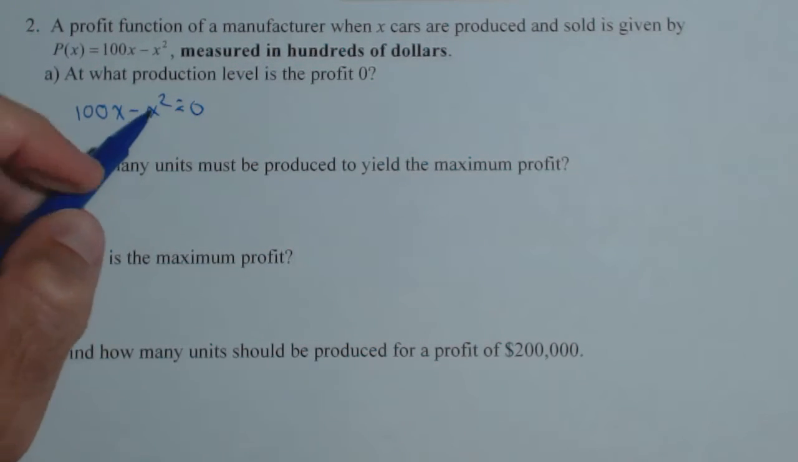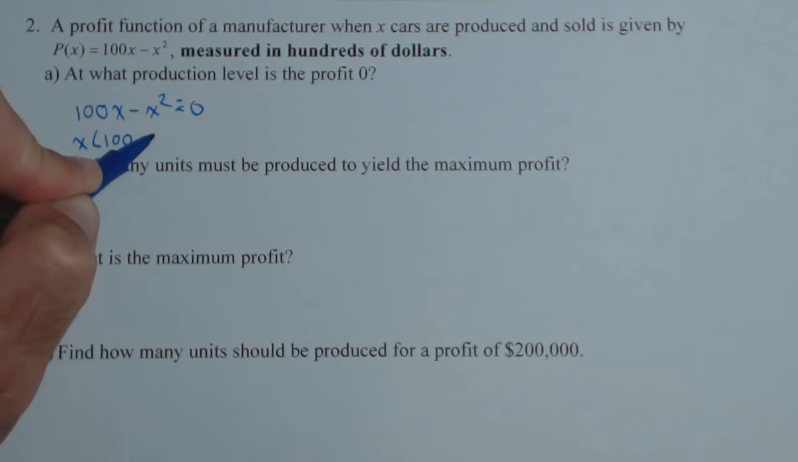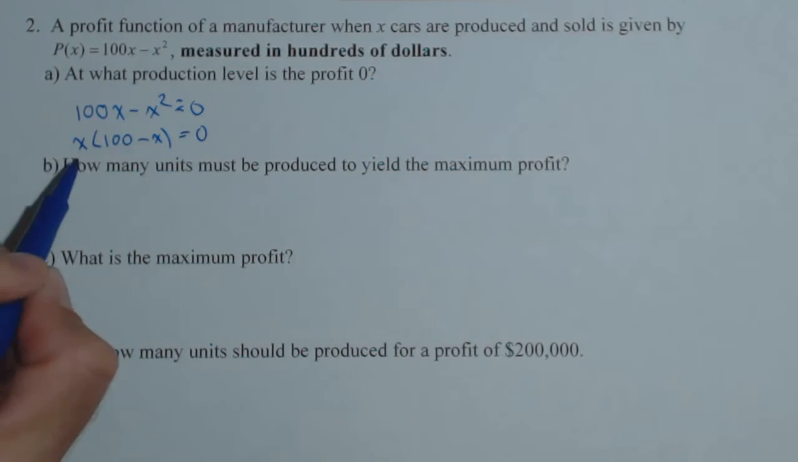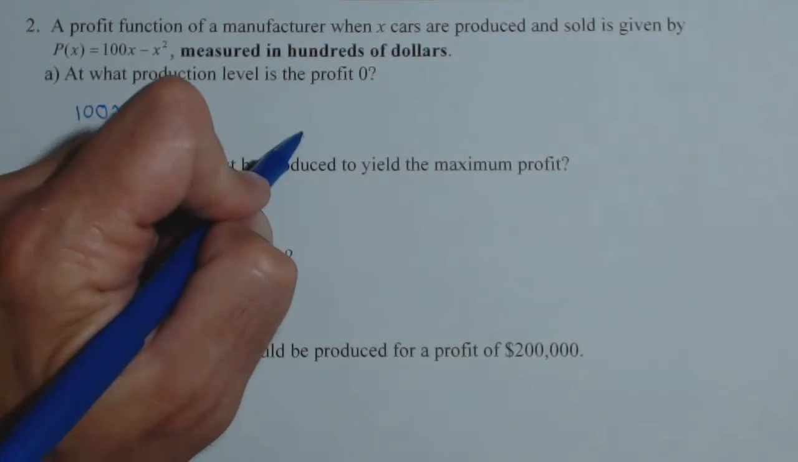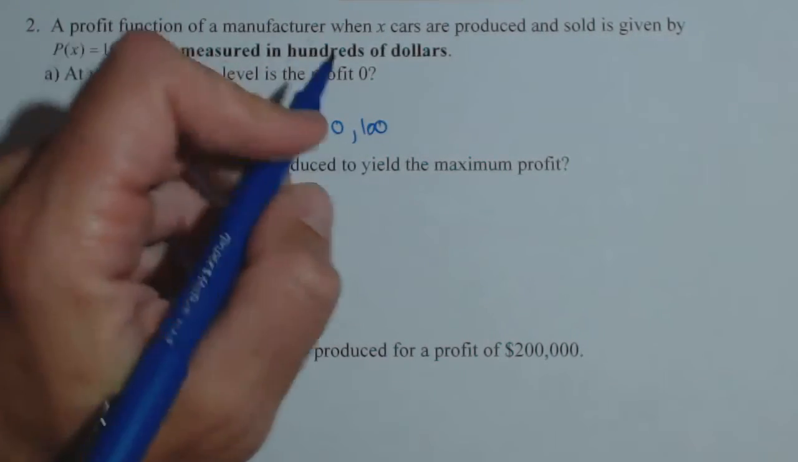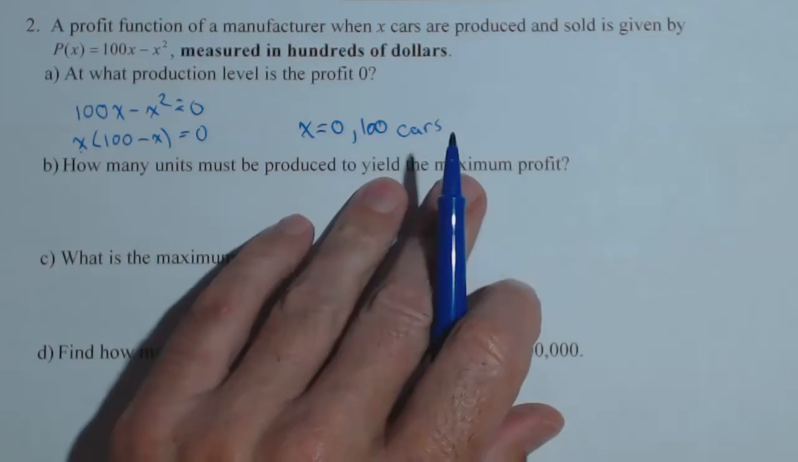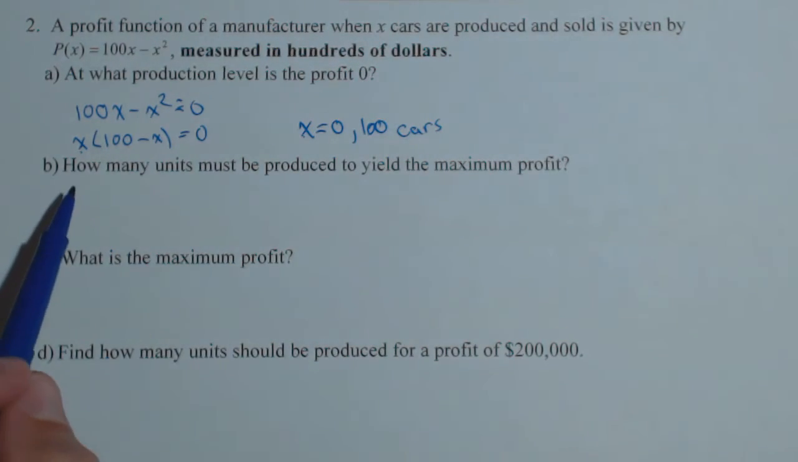To solve this one, I think the easiest way is to factor out an x. So we get x times (100 minus x). And then we can actually see the x values that make it 0. If x is 0 or if x is 100, those are our two zero-profit levels. And this is cars, so make sure you remember your labels.